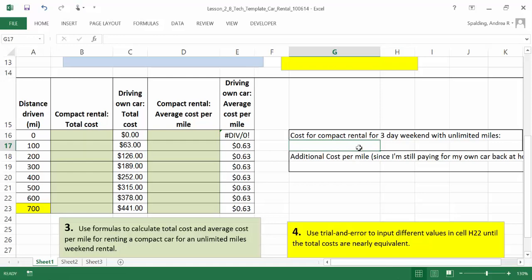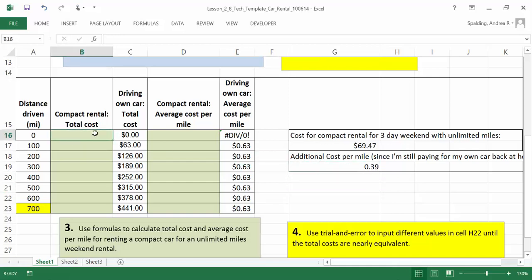It says that the total cost of a rental for unlimited miles for the compact car is $69.47. And the additional cost per mile, since you're still paying for your car back home, it doesn't suddenly become free. The handout says that's 39 cents per mile still. So that has not changed. Leaving our car in a garage is going to cost the same regardless of what we rent and how long we rent. So 39 cents per mile.